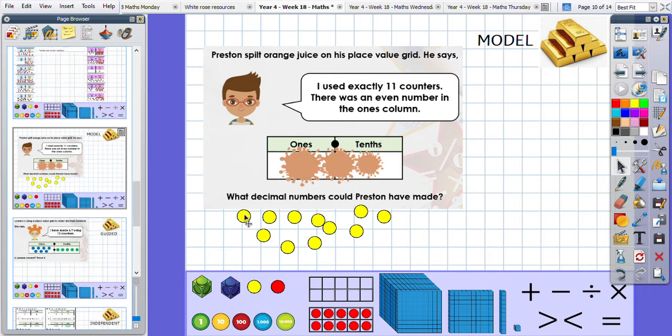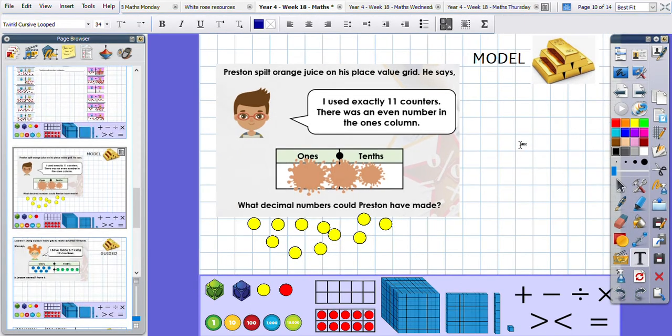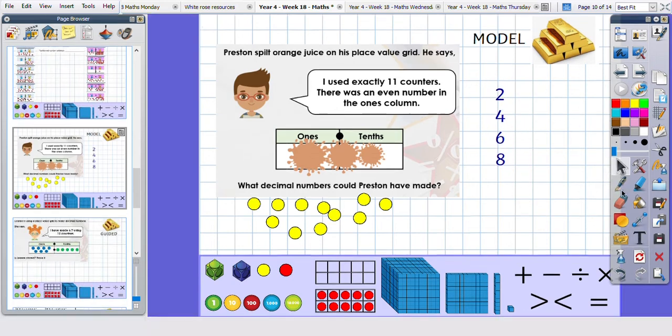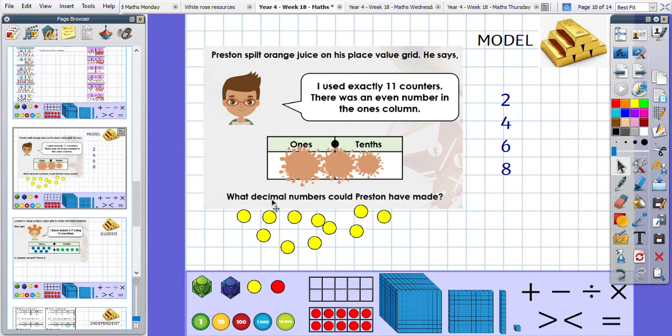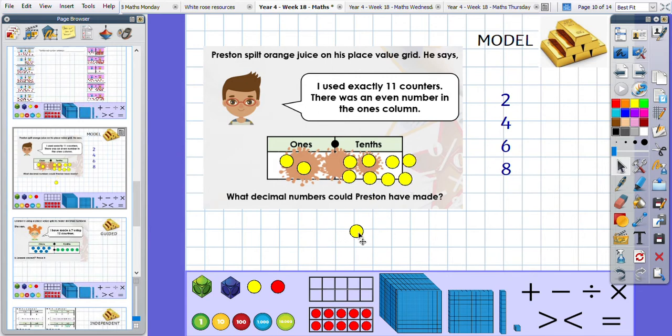Ooh, 11. So I have to have an even number in the ones column. So I know then my even numbers are 2, 4, 6 or 8, because I can only have one digit in each column. So it has to be one of these numbers. Okay, so in the ones column, if I had 2, then I must have had the rest of my counters in my tenths column. So my number could have been 2.9.